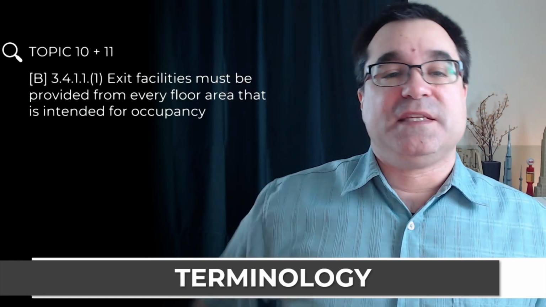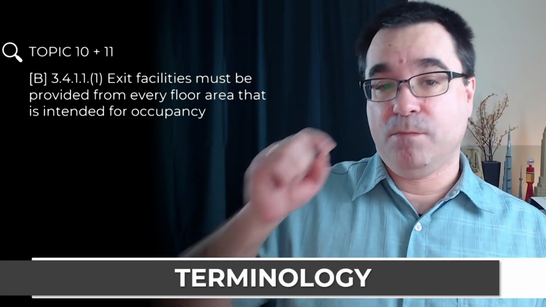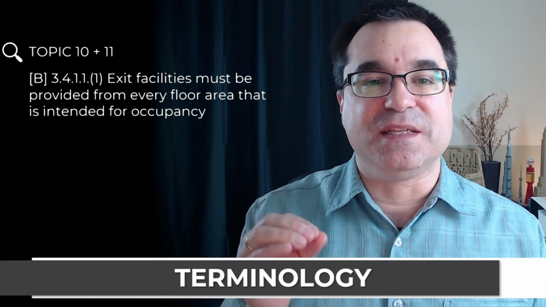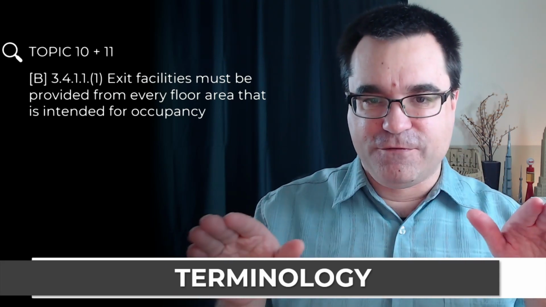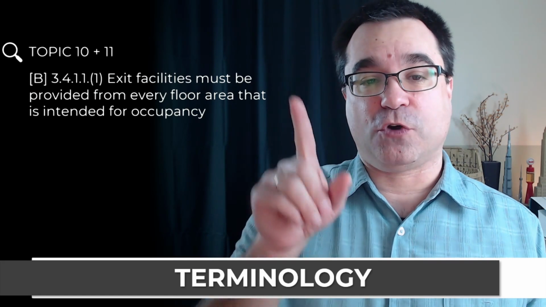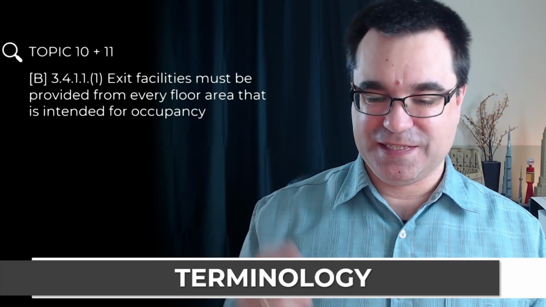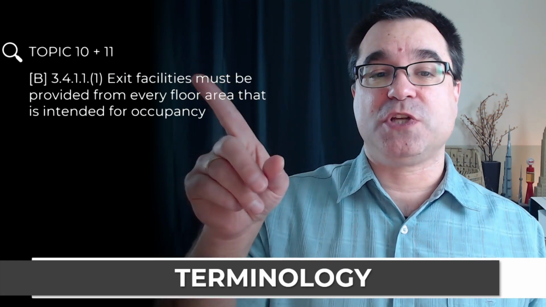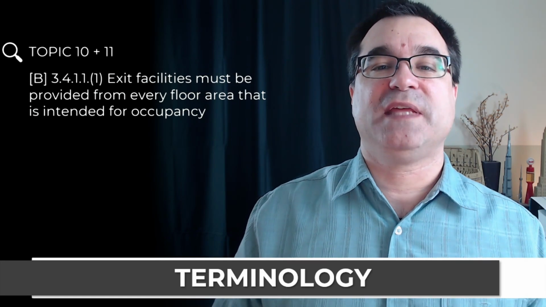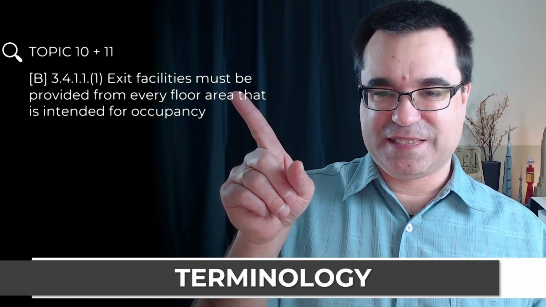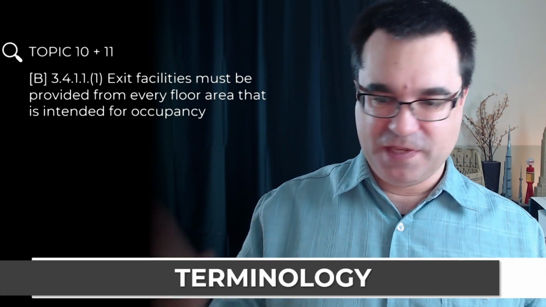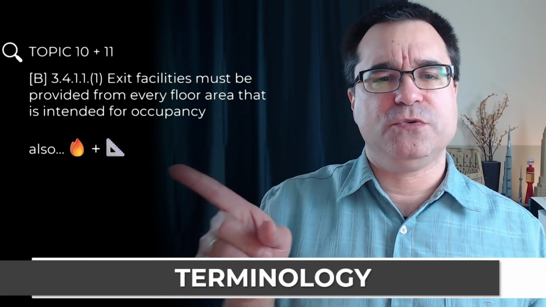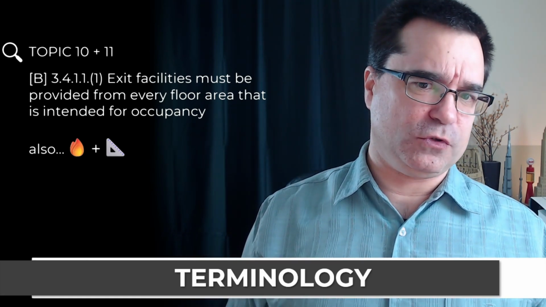According to sentence 3.4.1.1, the building code specifically says that exit facilities must be provided for every floor area that is intended for occupancy. What this means is that if people are expected to be there in a specific portion of the building, that portion of the building has to be provided with exit facilities. It's not a maybe, it's black and white, okay? If people are there, they have to get out safely. Exits are required.